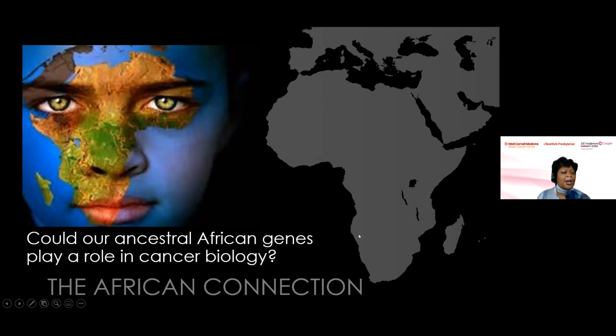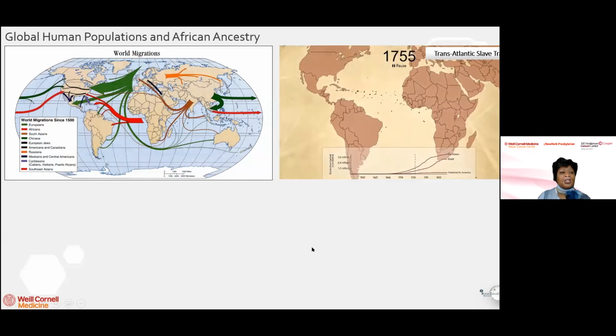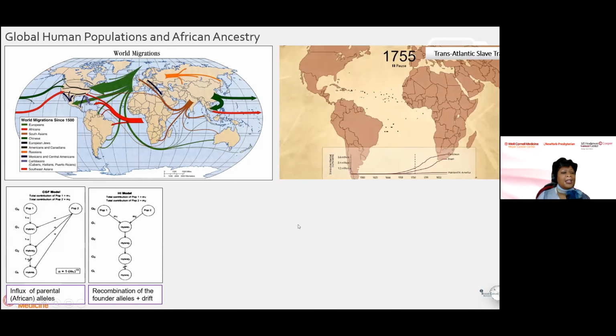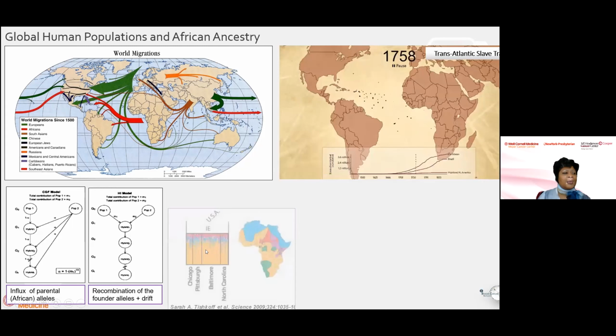Could our ancestral African genes play a role in tumor biology? Well, first, to appreciate this, we must appreciate that the African diaspora is a very unique population. Consider it and compare it to other human populations, which are usually defined by world migrations, where single populations simply converge to create an admixed group. In the case of the African diaspora, over millions of years and several generations, Africans were displaced across most of the Americas, as well as Central and South America.